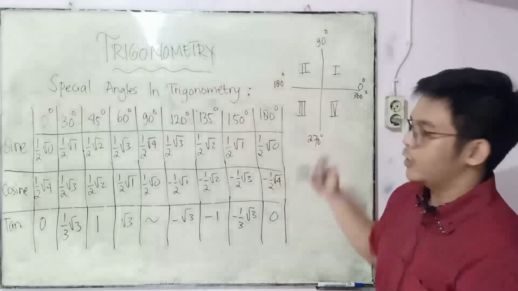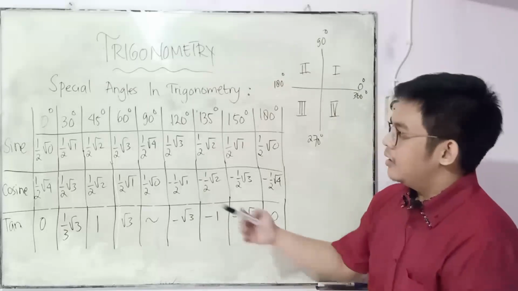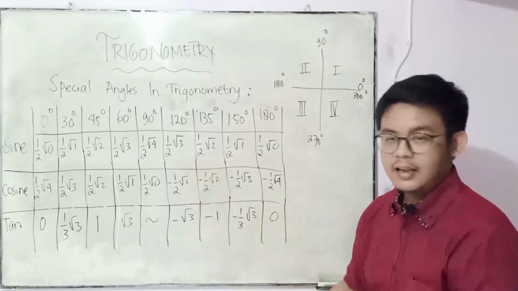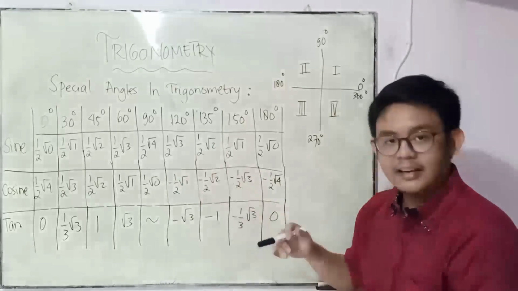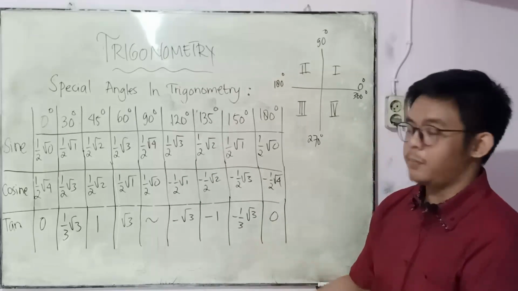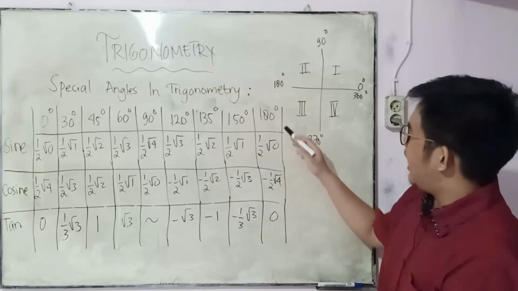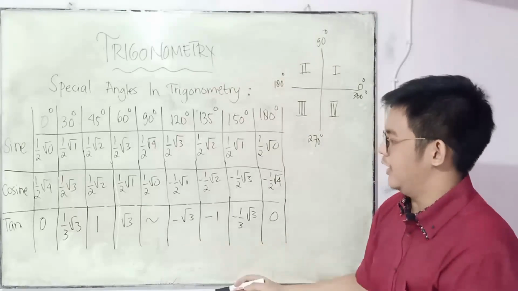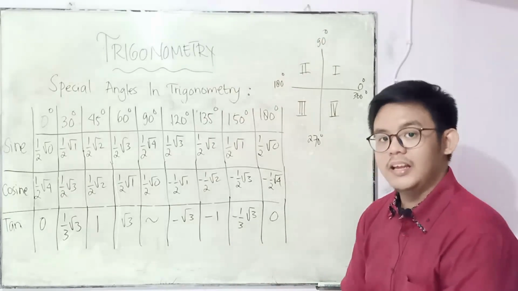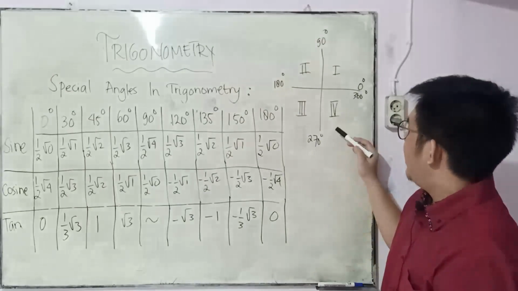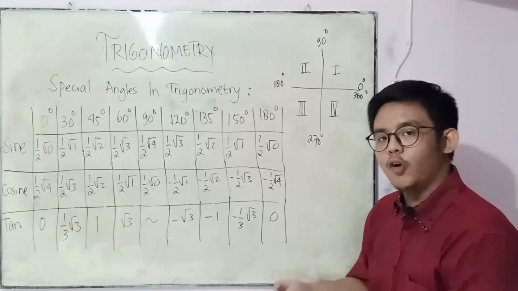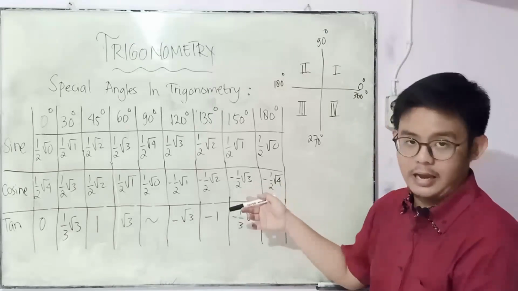And for the second quadrant, the positive values are only the sine and its inverse. So it's going to be positive. And for the third quadrant, it's going to be tangent only. The tangent will be positive in the third quadrant. And for the last one, the fourth quadrant, the positive value will only be cosine.